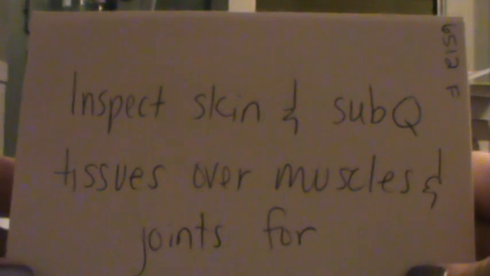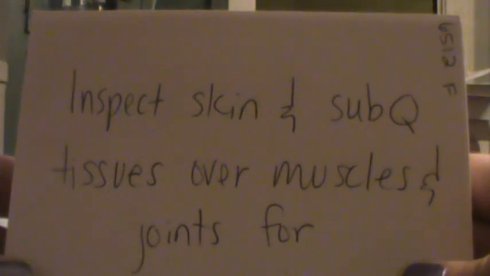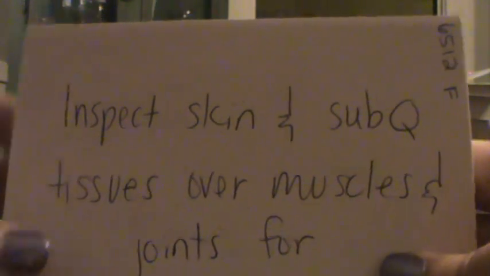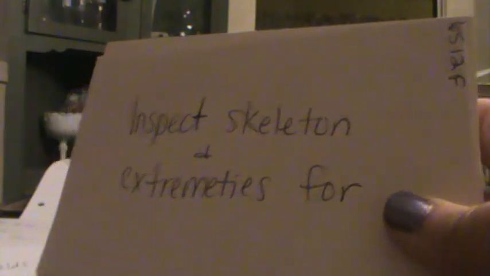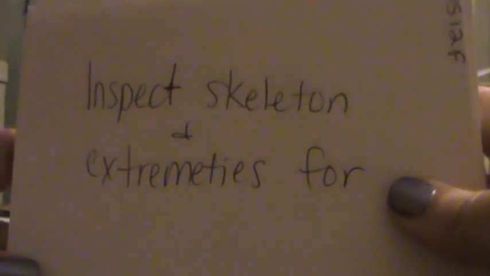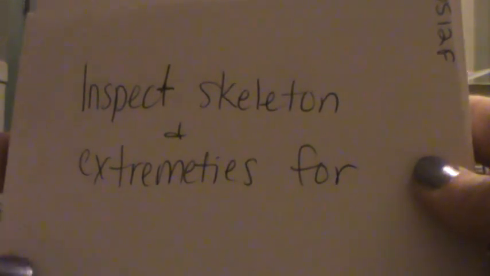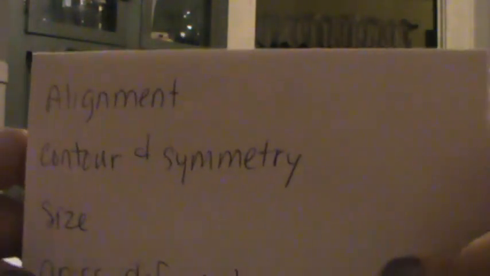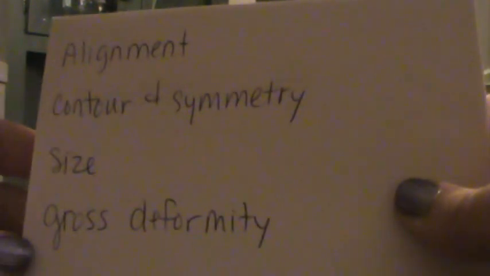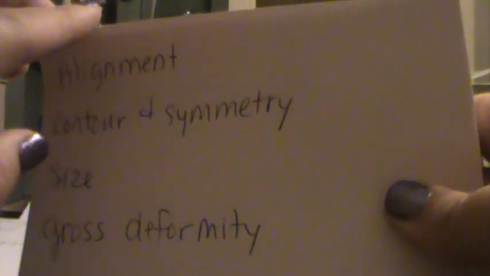We want to inspect the skin and subcutaneous tissues over the muscles and joints for what? We're going to look at color, number of skin folds, swelling, and masses. We want to inspect the skeleton and extremities for what? Alignment, contour and symmetry, size, and gross deformity.